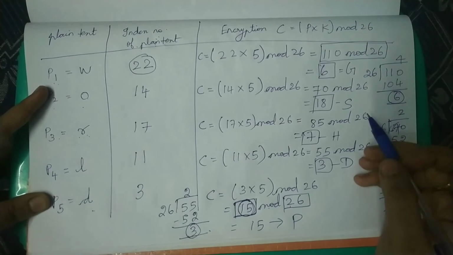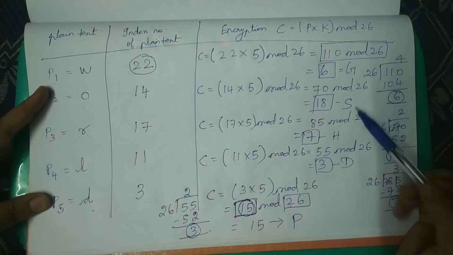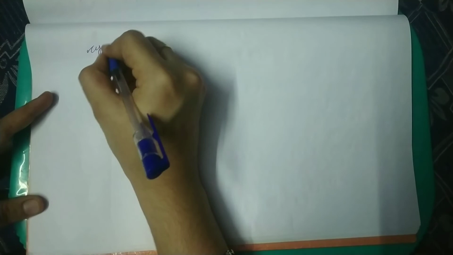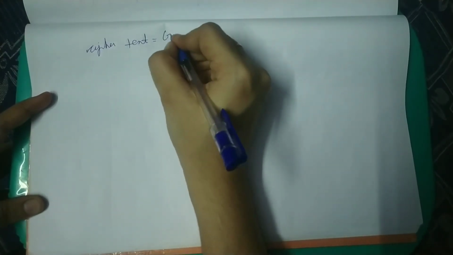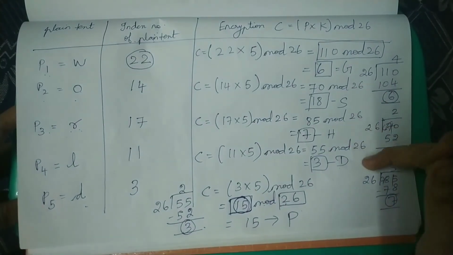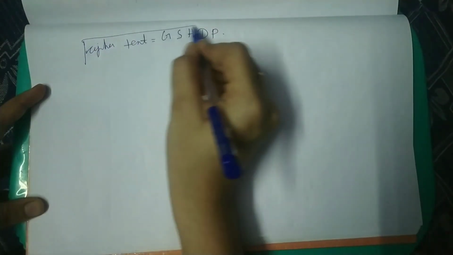So totally we have got 5 ciphertext alphabets: G, S, H, D and P. So therefore, the ciphertext is going to be G, S, H, D, P. So this is the final answer.